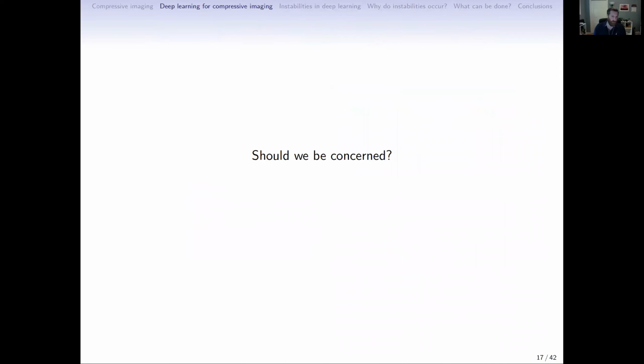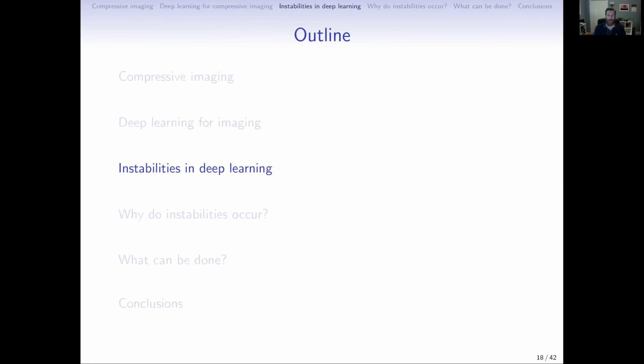So then the question I want to spend the rest of the talk on, or the question to motivate the rest of the talk, is should we be concerned? Or is there anything that's going to cause pause or caution when designing deep learning approaches for image reconstruction? And for the rest of the talk, I'm going to talk about the issues surrounding instabilities of these approaches. So let me move on to instabilities in deep learning.